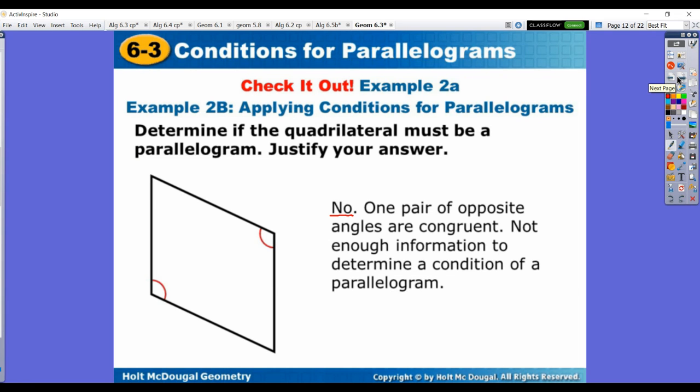We don't have enough to be able to determine if this is a parallelogram or not. We would need something else to start putting some theorems together, but we don't have that. There's just too little information, so we cannot prove that this is a parallelogram. Sometimes you'll run into that situation.